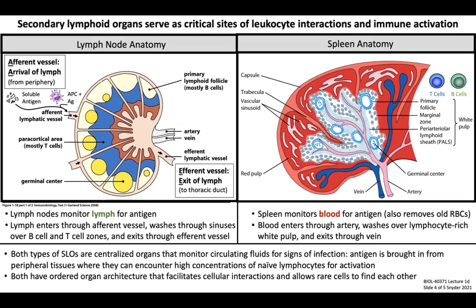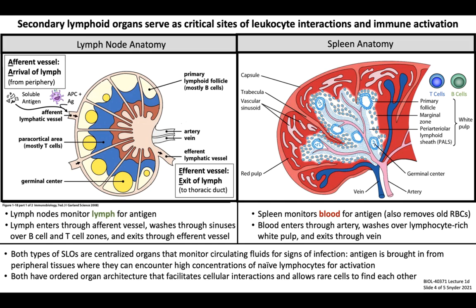Now, although the spleen and lymph nodes differ with respect to the fluid compartments that they filter and their specific anatomical features, there are some very important similarities between these two organs. Both are centralized organs that monitor circulating fluids for signs of infection by receiving antigen that is brought in from peripheral tissues. Both secondary lymphoid organs house high concentrations of naive lymphocytes that can undergo activation and initiate an adaptive immune response. Again, this process is commonly referred to as immune priming.